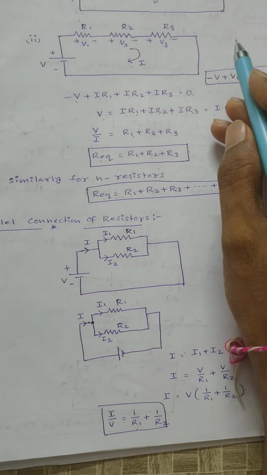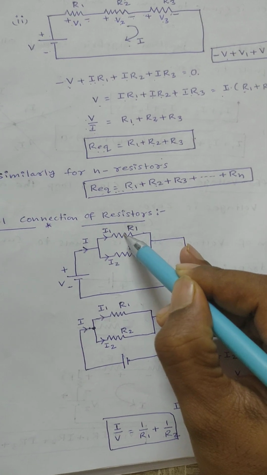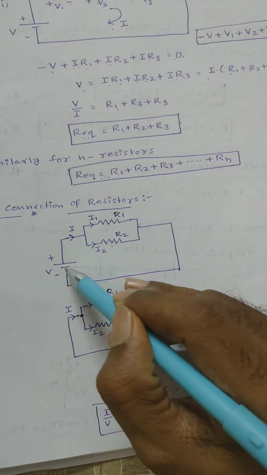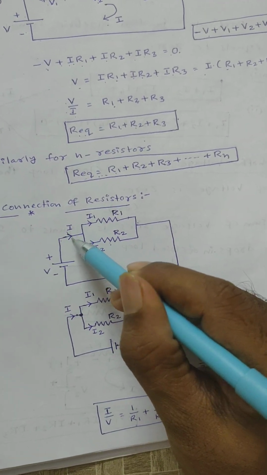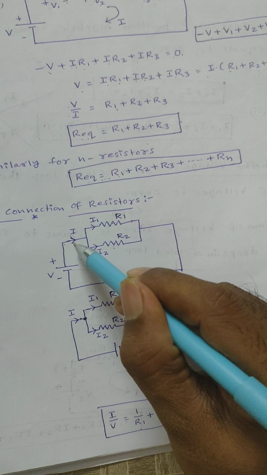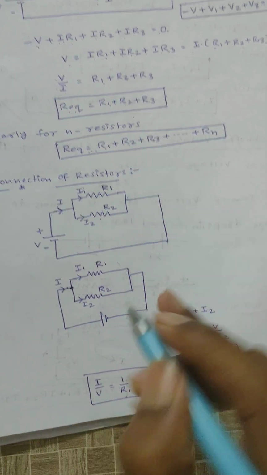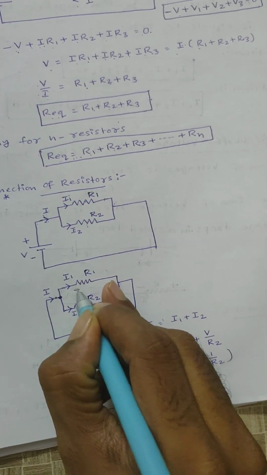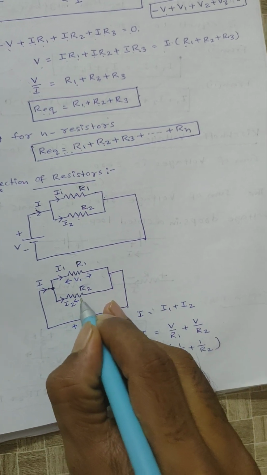Next we will discuss parallel connection of resistors. Let us consider two resistors R1 and R2 connected in parallel across a supply voltage of V volts. Then current I is flowing into the circuit, right? This current I is divided into I1 and I2. Here the supply voltage will be V. The voltage across the first resistor will be V1 and across the second resistor will be V2.